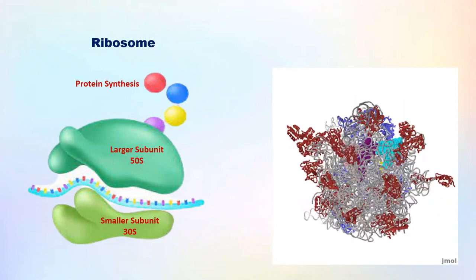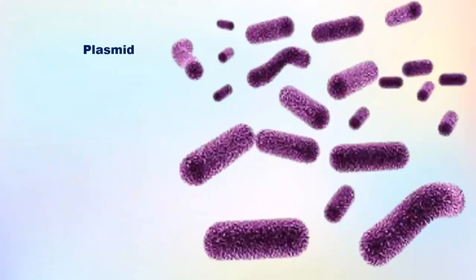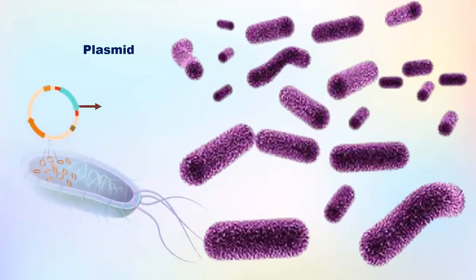And the last internal structure of the bacteria is the plasmid. Plasmid, it was first coined by Joshua Lederberg in 1952. Plasmid is an extrachromosomal DNA which can replicate independently of the host cell. The main function of the plasmid is to carry the antibiotic resistant gene.